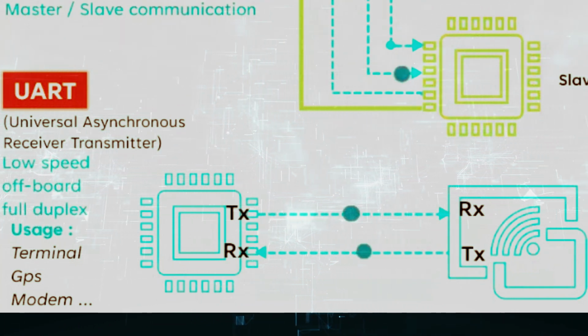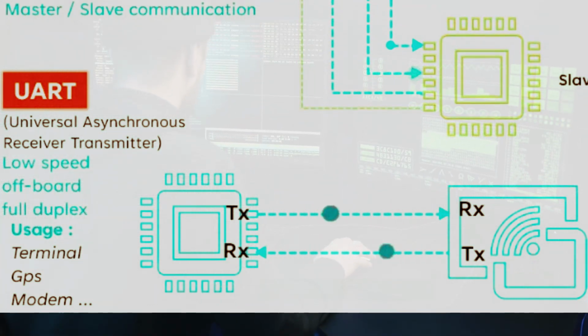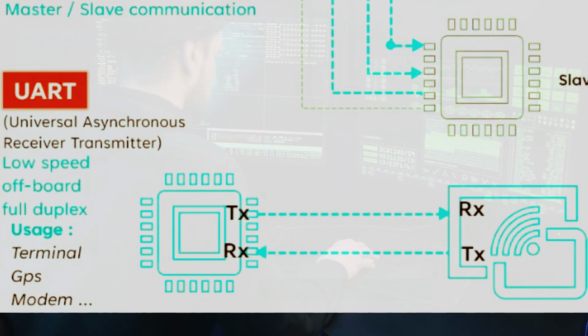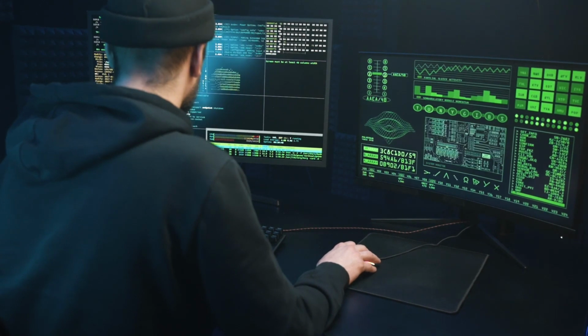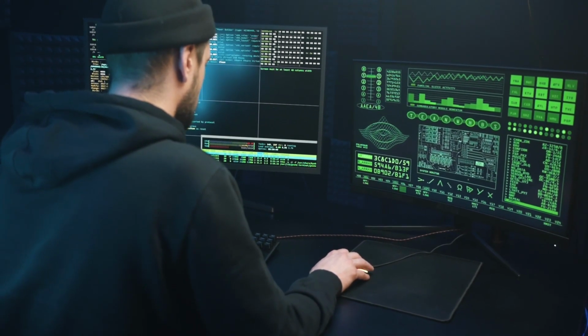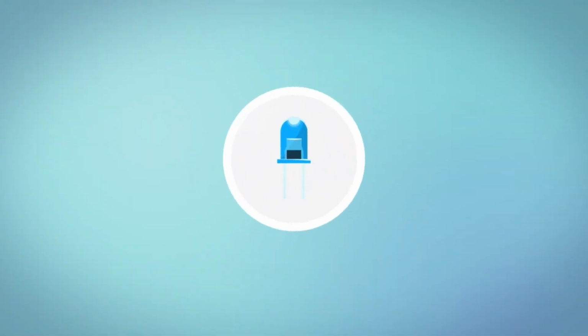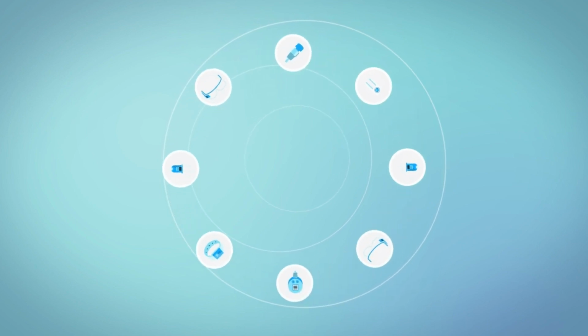UART is widely used in embedded systems for tasks such as debugging, configuring peripherals, and communicating with external devices like GPS modules, Bluetooth modules, and RFID readers. It is relatively straightforward to implement and is suitable for low-speed communication over short distances.